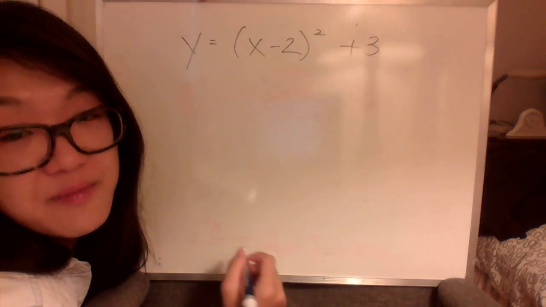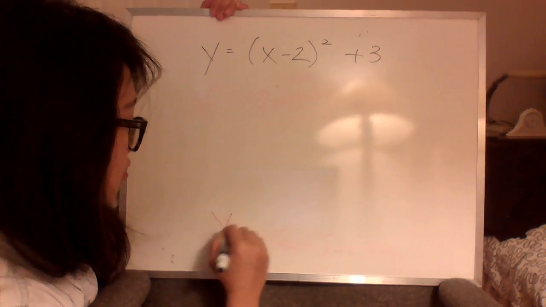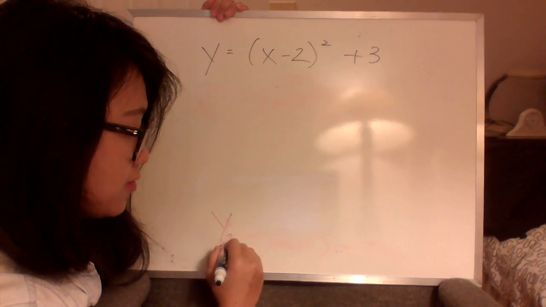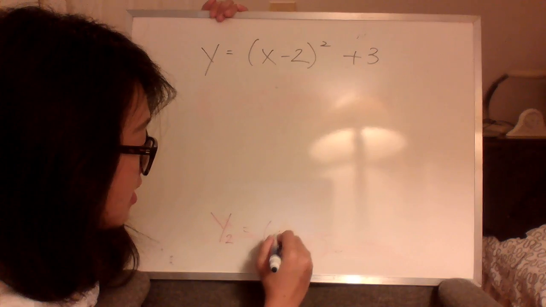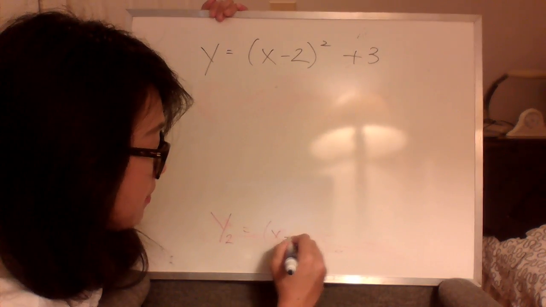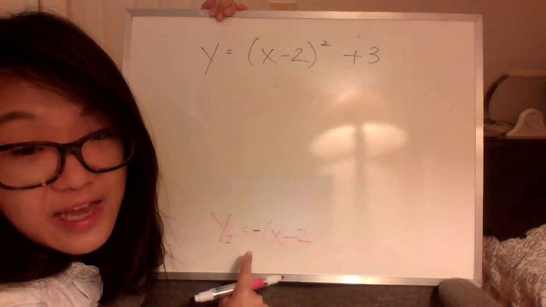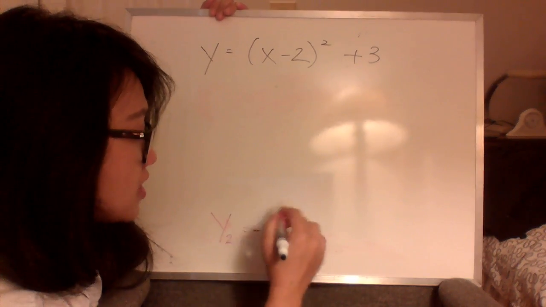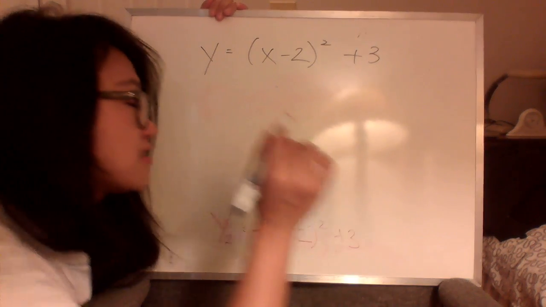Don't think that will make anything better, but our transformed function now is this. I'm going to call it y2 because it's our second transformed function. y2 is equal to negative (x minus 2) squared plus 3. Oh, there's a negative in the front. This is the big change. Everything else stays the same.